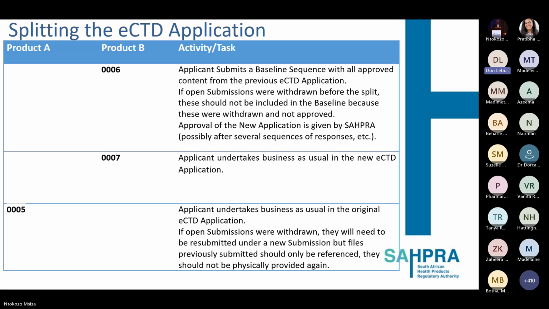And if open submissions were withdrawn, then you would need to resubmit these under a new submission, but files previously submitted should only be referenced, and they should not be physically provided. So if you had done withdrawals prior to the split or because of the split, then you would need to resubmit those variations, but you would reference them instead of adding the actual documents in your sequence.